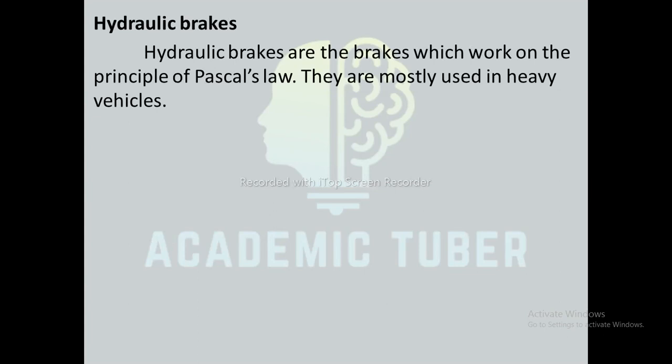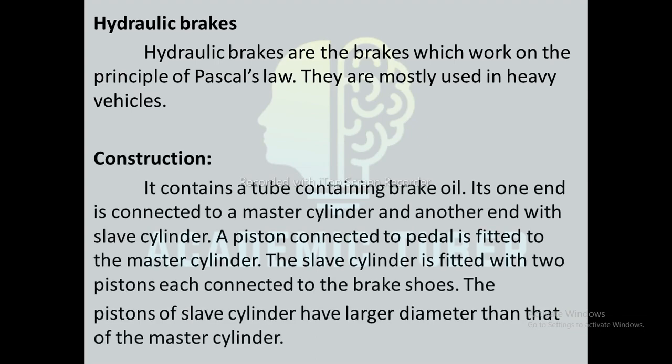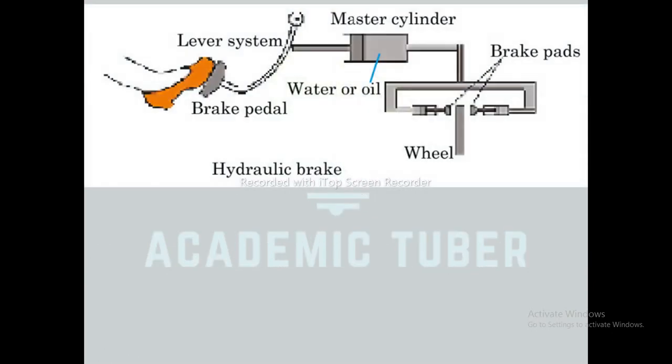Hydraulic brakes are brakes which work on the principle of Pascal's law. They are mostly used in heavy vehicles. Construction of hydraulic brake: it contains a tube containing brake oil. Its one end is connected to a master cylinder and the other end to a slave cylinder. A piston connected to a pedal is fitted to the master cylinder. The slave cylinder is fitted with two pistons, each connected to a brake shoe. The pistons of the slave cylinder have larger diameters than that of the master cylinder, as shown in the figure. So here is a diagram showing a hydraulic brake.